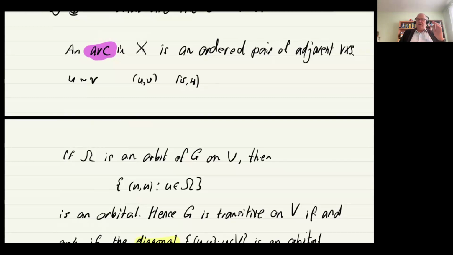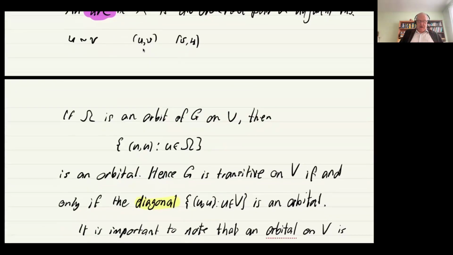Now, of course, generally speaking, we'd rather work with graphs than directed graphs. And so now the question is, when is an orbital giving me a graph rather than a directed graph? Actually, I don't need to go into that right now.